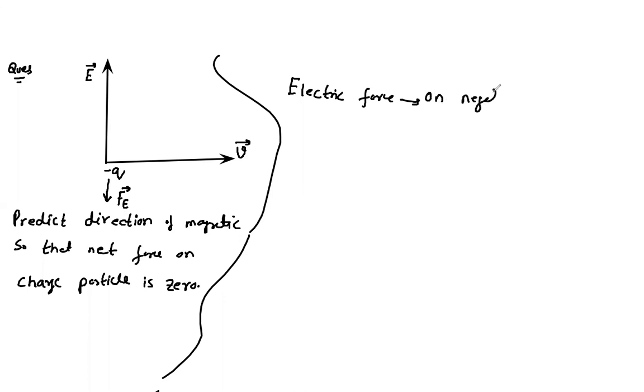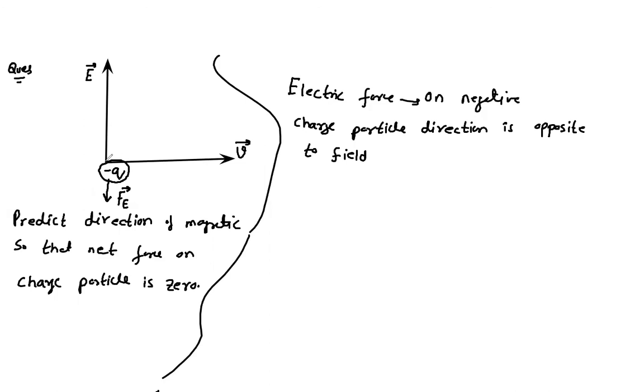On a negatively charged particle, the direction is opposite to the field. So if the electric field is upwards, the electric force is down. Okay. The second force that can act on this charged particle should be in the upwards direction, then only the net force would be 0.